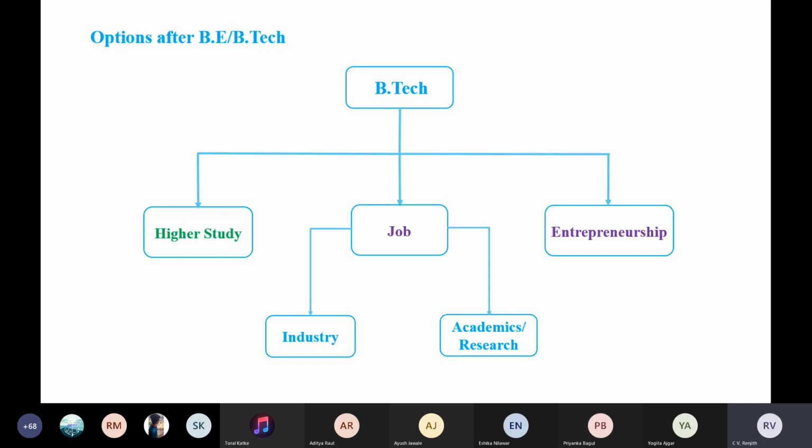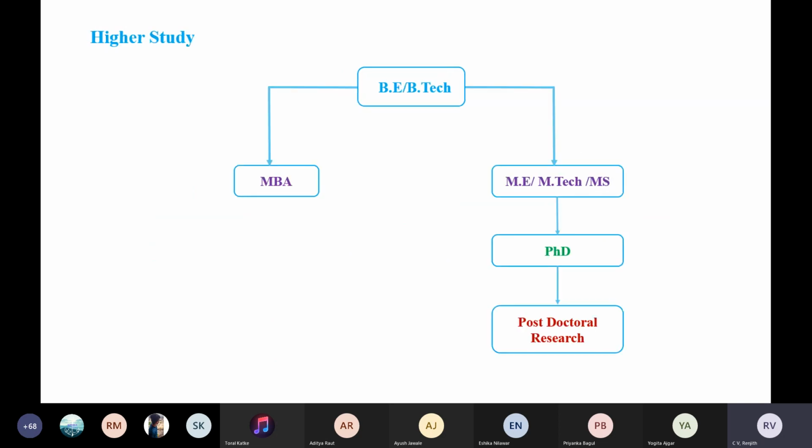After engineering, you can go for higher studies. I'll tell you that soon. Now you can go for a job where you can work in industry, or you can work in academics or research, or you can start your own company. So these are the various options. So first I'll focus on higher education.